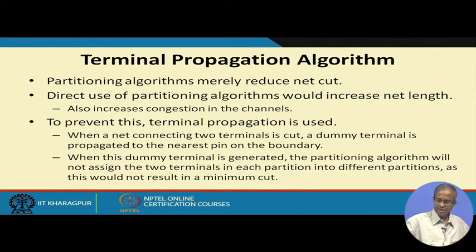Now there is an associated problem with any partitioning based placement algorithm, and this can be solved by using a process called terminal propagation. This I shall be illustrating with a simple example. The idea is like this: direct use of partitioning algorithm can increase net length, as the first method showed us. This can also increase congestions in channels. In some areas, a lot of lines will be there. This also was seen in the first method. Okay. So to avoid this, a method called terminal propagation is used, which I shall be illustrating with an example, where the concept of a dummy terminal is used, which is propagated towards the partitioning boundary. Okay. So I'll be explaining with the example. Then you'll understand what is written here.